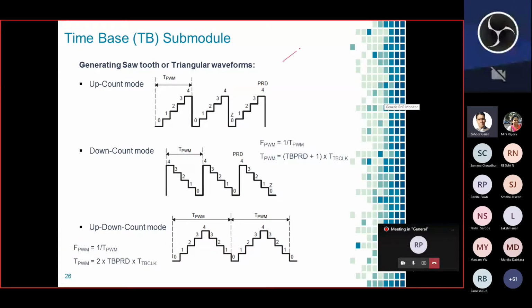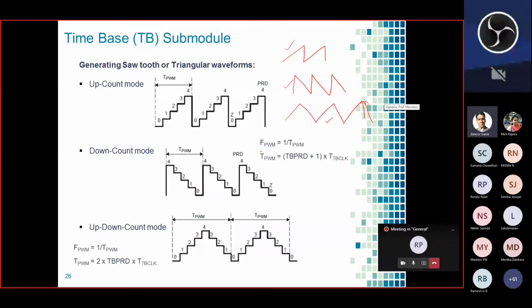And the reference waveform can be a sawtooth waveform with up count, or a sawtooth waveform with down count, or a triangular waveform. So in various forms you have your reference waveforms for the PWM technique. This can be in up count mode, down count mode, or up-down count mode. Up count will generate this, down count will generate this, and up-down count mode will generate a triangular waveform.